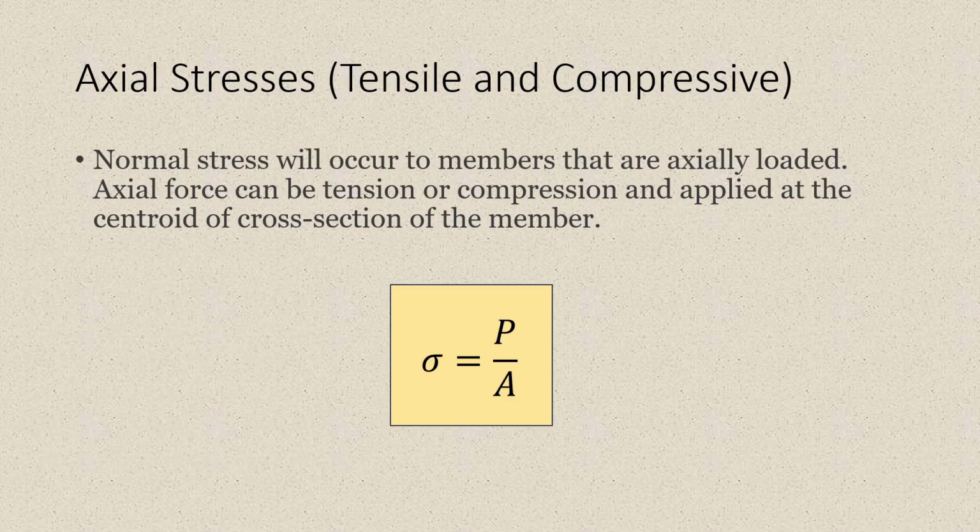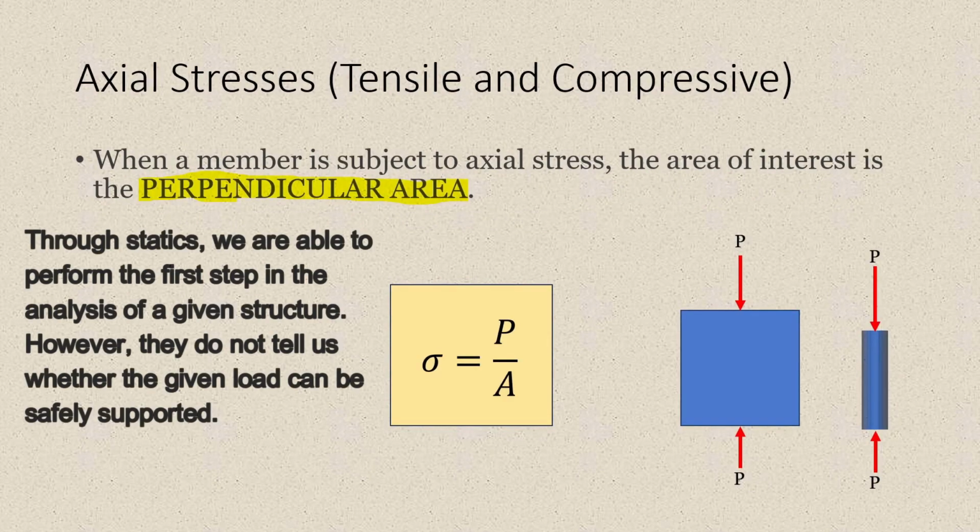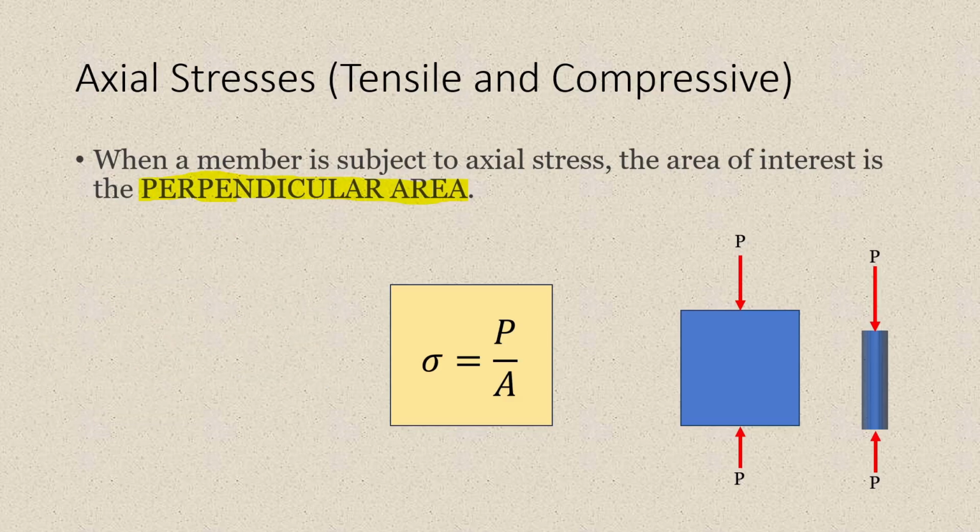Up to this point, we have been concerned only with the resultant of the internal force system. However, in design, the manner in which the internal forces are distributed is equally important. This consideration leads us to introduce the force intensity at a point, which is called stress, which plays a central role in the design of load-bearing members. Through statics, we are able to perform the first step in the analysis of a given structure. However, statics does not tell us whether the given load can be safely supported. The strength of a certain member depends upon the value found of the internal force and also upon the cross-sectional area of the rod and the material of which the rod is made.